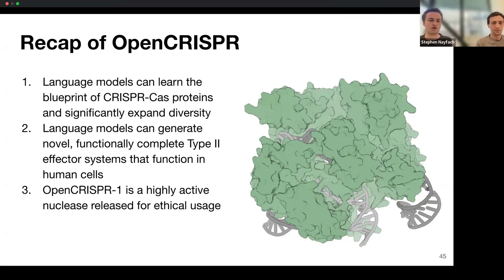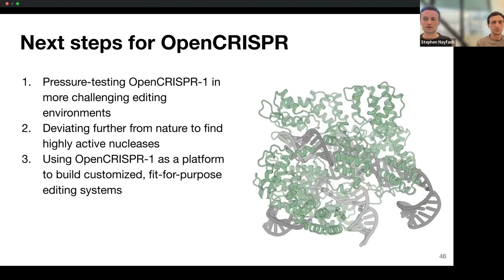And finally, OpenCRISPR-1 is really the fruit of this project. It's highly active in human cells. It works as a base editor, and we're really happy to open this up for the community to experiment with for ethical applications. For next steps, we're really excited to pressure test OpenCRISPR-1 both within Profluent and hopefully across the community in more challenging editing environments. This is really just preliminary work in fairly friendly human cells. There's a lot more work to be done in more challenging therapeutically relevant systems.